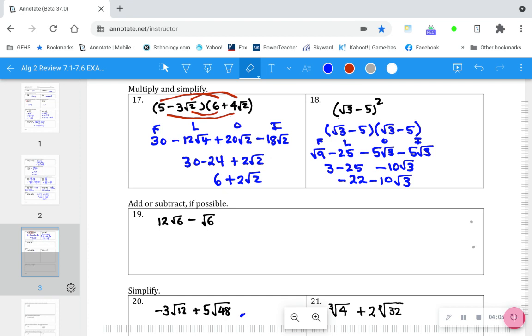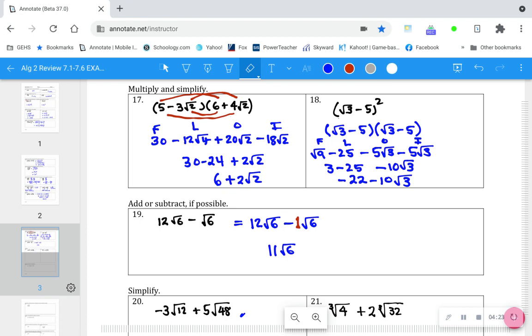Okay, number 19 just has one little curveball. This is a very simple problem. You're just trying to subtract root 6 from 12 root 6. And if you'll think of that second term as having a 1 in front of it, it makes it a little bit easier to see this. But you're just going to say 12 root 6 minus 1 root 6, which is 11 root 6.